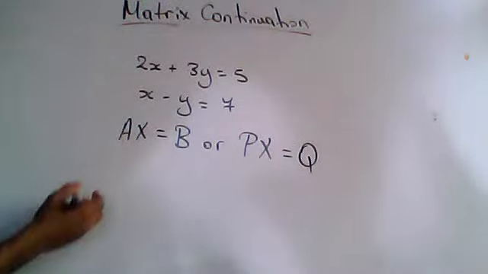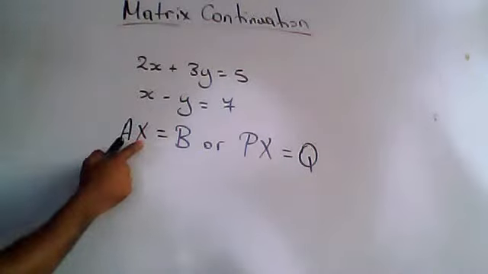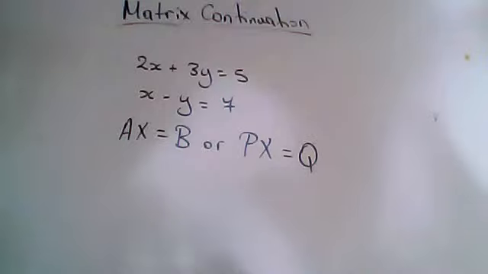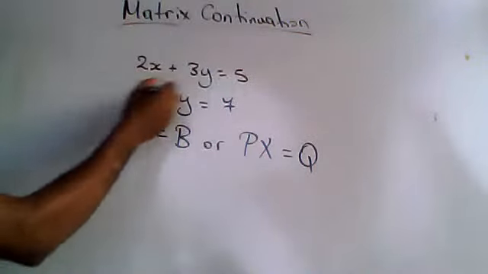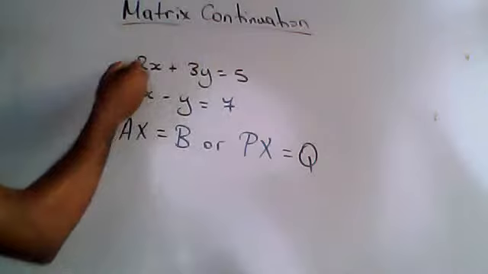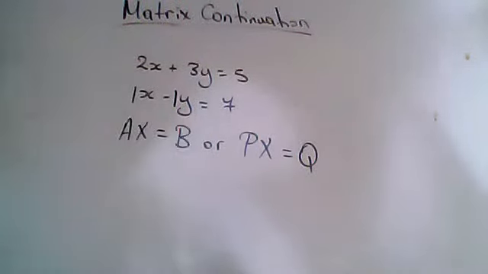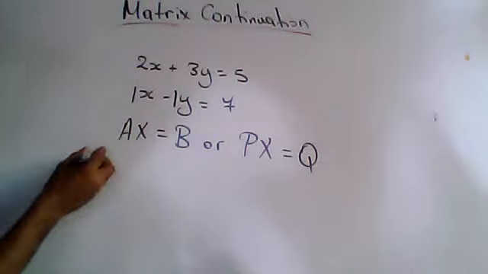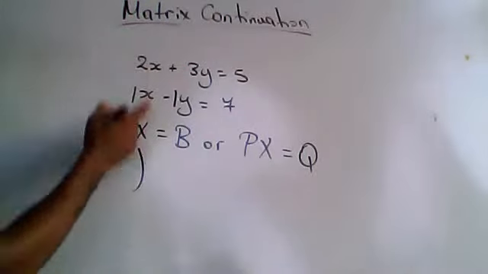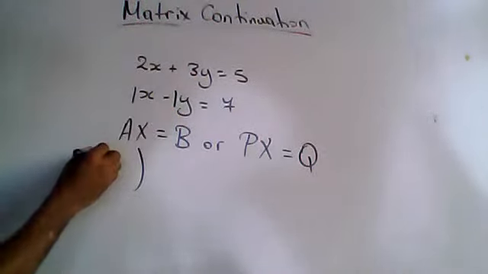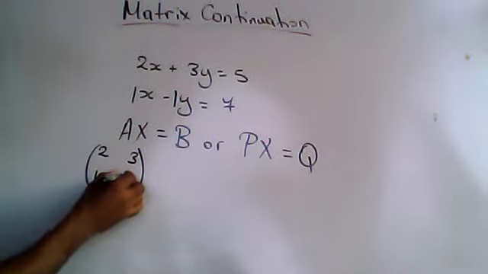Now, A represents a 2 by 2 matrix, X represents a 2 by 1 matrix, and B represents a 2 by 1 matrix. Just as you see the values in the format of the simultaneous equation, that's how you would actually put down the values in the matrix form. Now, what do I mean by that? As I said, A represents a 2 by 2 matrix, so you'd have 2, 3, 1, minus 1.